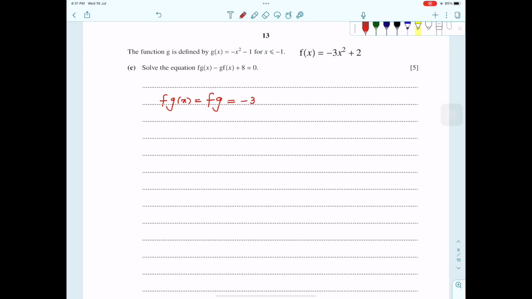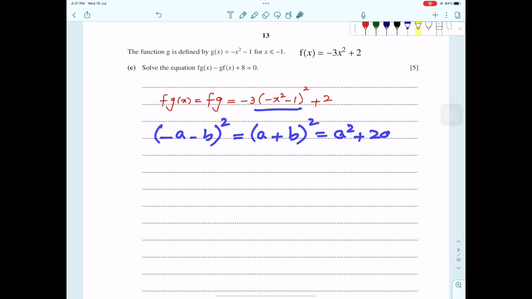You will plug this function where you have x in f of x. So I'm going to plug this function in f of x, and there is a whole square, and there is plus 2 at the end. Write this plus 2 as it is, plus sign as it is, minus 3 outside the parenthesis as it is. So I just plug the function over here. Now you will apply the algebraic identity. If you have minus a minus b whole squared or a plus b whole squared, in this case, everything will be positive like this.